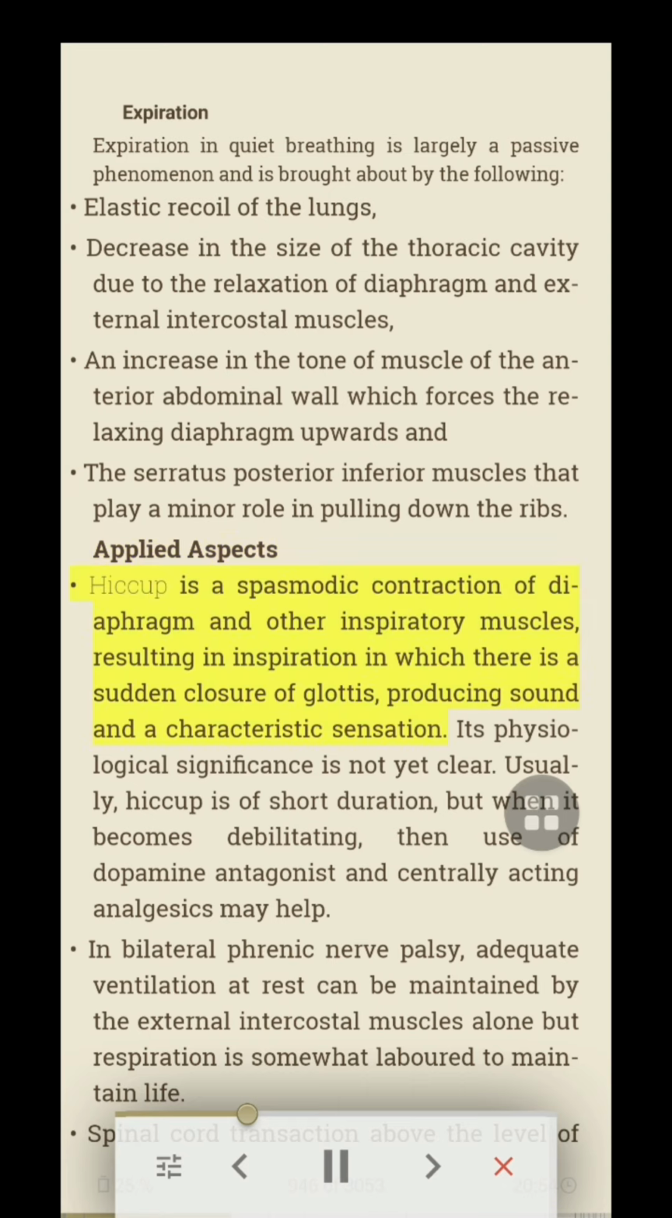Applied aspects. Hiccup is a spasmodic contraction of diaphragm and other inspiratory muscles, resulting in inspiration in which there is a sudden closure of glottis, producing sound and a characteristic sensation. Its physiological significance is not yet clear. Usually, hiccup is of short duration, but when it becomes debilitating, then use of dopamine antagonist and centrally acting analgesics may help.